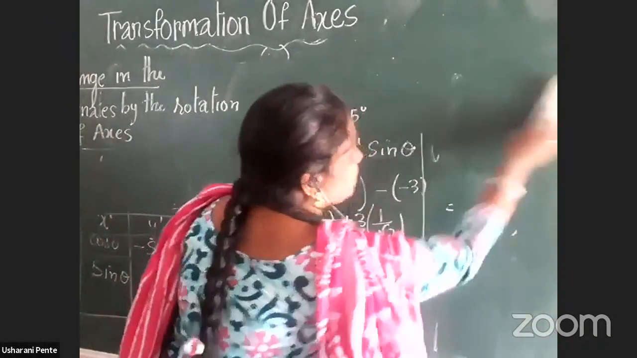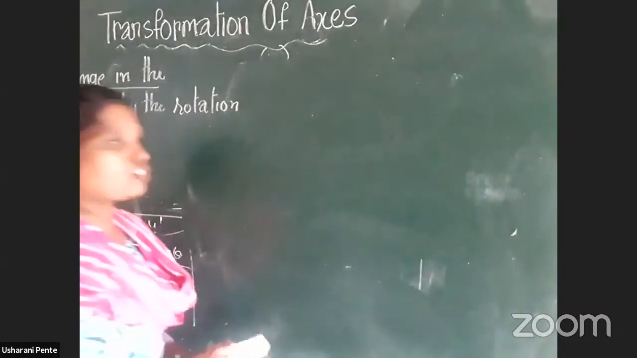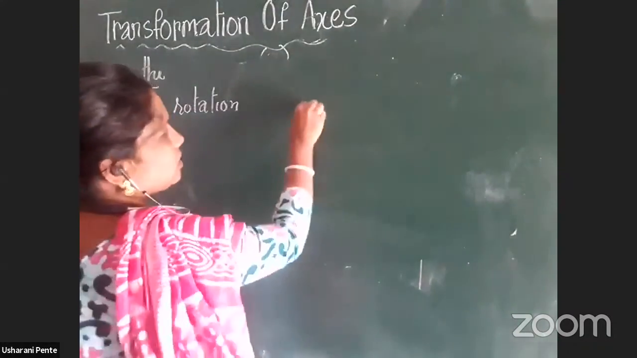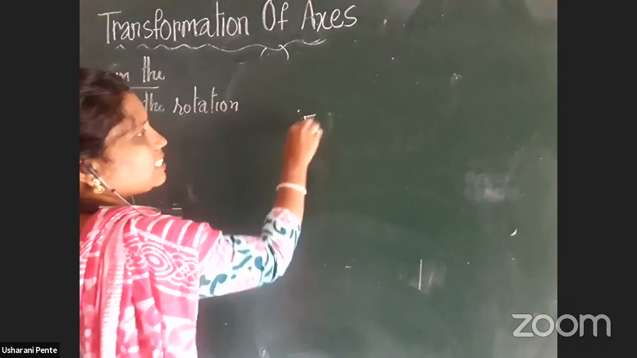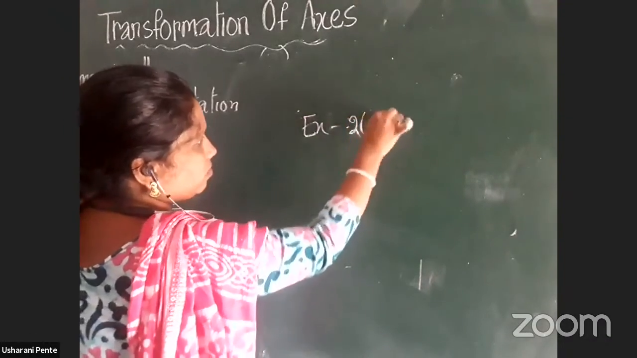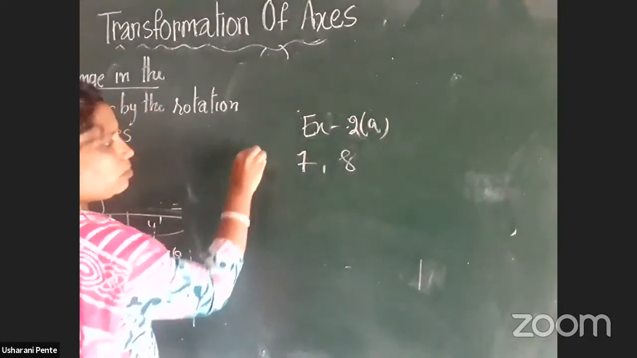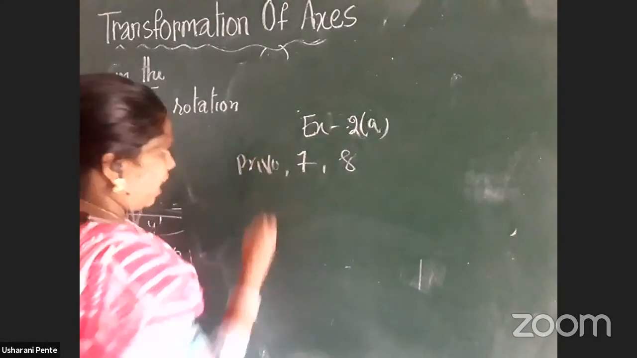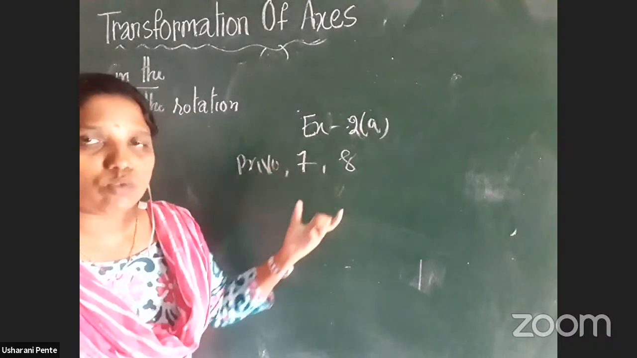In the exercise 2A, you have problems 7 and 8. Try these at home. Problem number 7 and 8, you have to take as homework.